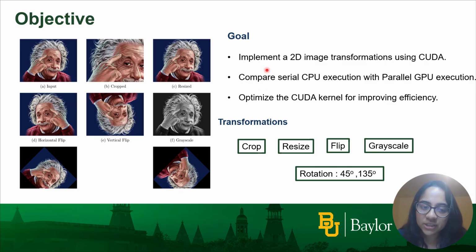So the main objective of this project is to implement 2D image transformations using CUDA and compare the serial CPU execution with the parallel GPU execution. The transformations I used in this project are crop, resize, flip, grayscale, and rotation. The images on the left are the output generated by these operations. Another objective of this project is to investigate whether the CUDA implementation could be further optimized from the initial naive version.